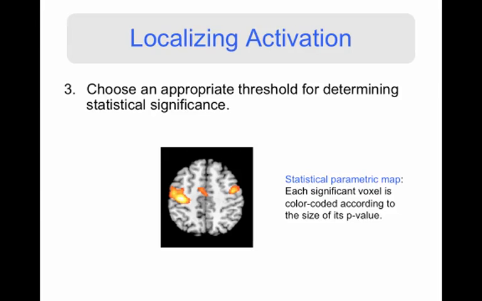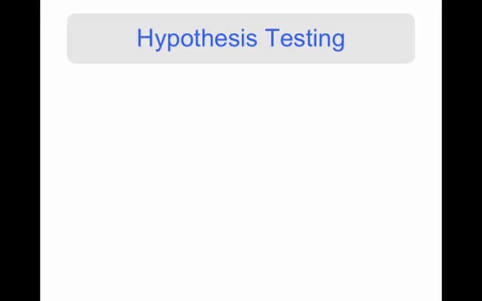And here we see an example of such a thresholded image. This is sometimes called a statistical parametric map. Here, each significant voxel is color-coded according to the size of its p-value. So we see here that we have three coherent regions of activation using the threshold that we used here. Now, deciding on a threshold is a difficult problem in fMRI because we're doing so many tests simultaneously. But before we go into that, let's have a quick review over the ideas behind hypothesis testing and the notation.